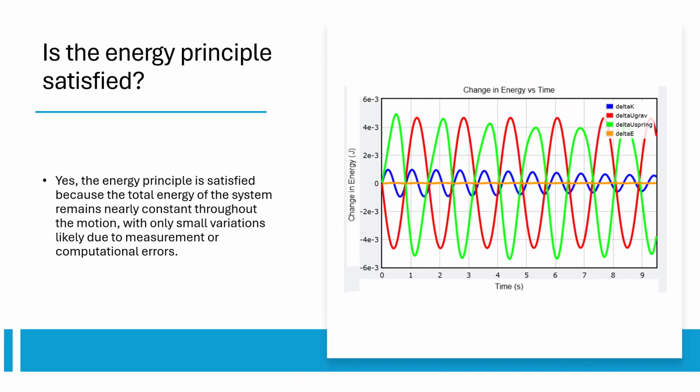Now we need to answer the question of, is the energy principle satisfied? And yes, the energy principle is satisfied because the total energy of the system remained nearly consistent throughout the motion, with only small variations likely due to measurement or computational errors. This can be seen from the graph as the total change in energy is nearly consistent throughout the graph, at 0.